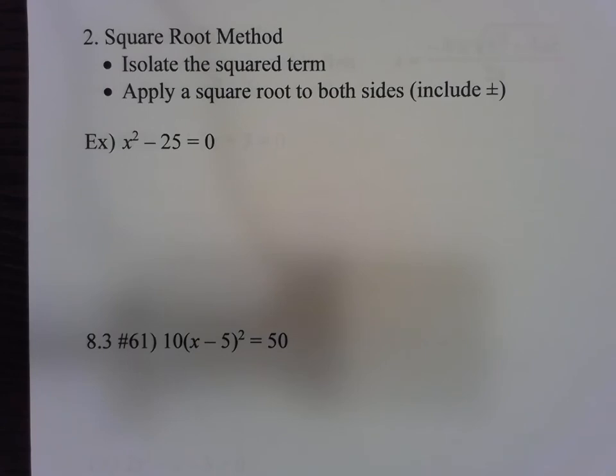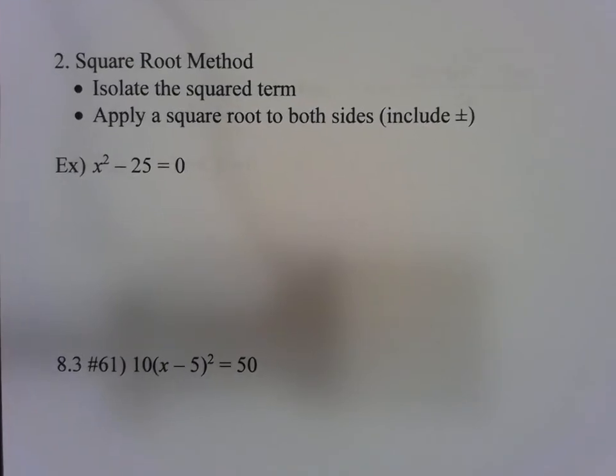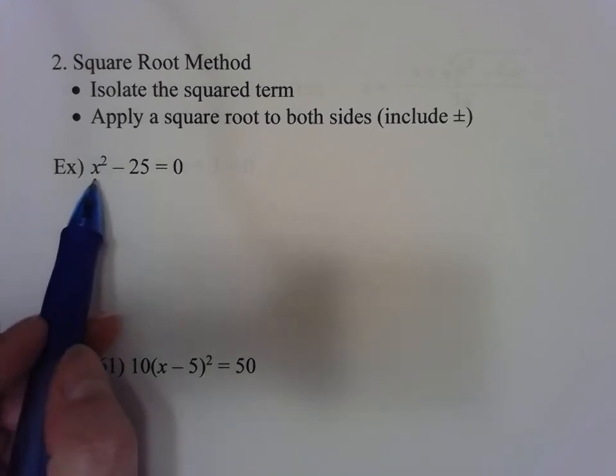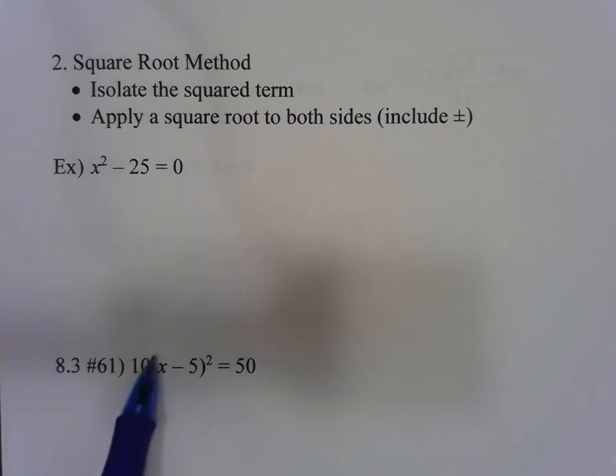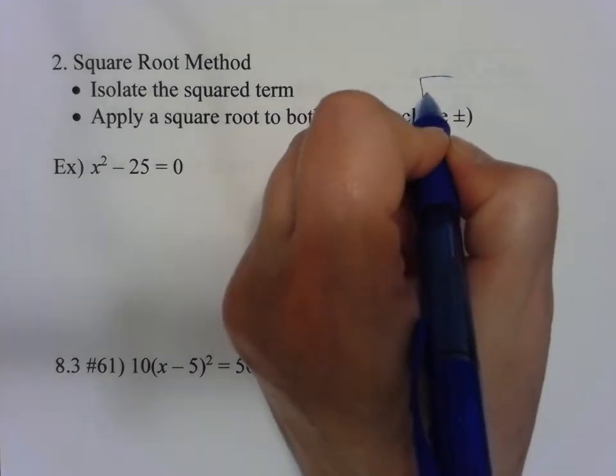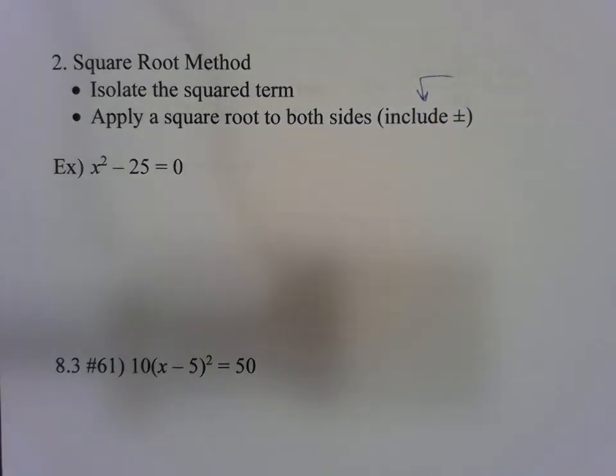Okay, another strategy. This is also one we've looked at before. It's called the square root method. So the way the square root method works is we're going to isolate the squared term. That could be an x squared, or it could be a parentheses squared. We're going to get that part by itself, and then we can take the square root of both sides. Remember, when you take the square root of both sides, you want to make sure that you include a plus or minus.